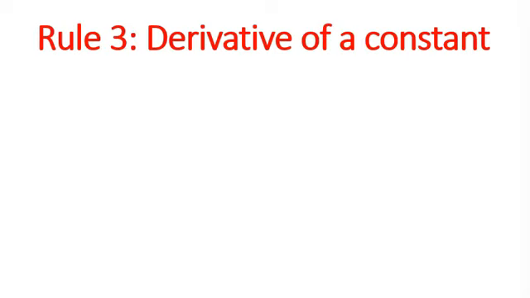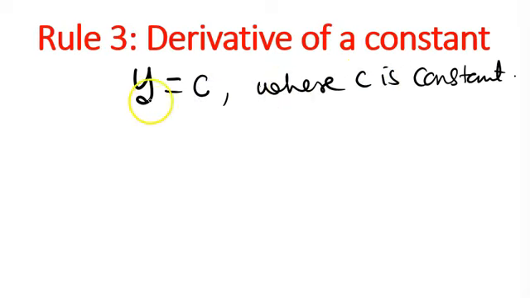Okay, let's look at rule number 3, derivative of a constant. Assuming y is equal to c, where c is a constant, we want to find dy dx. We can rewrite this as y is equal to c x to the power 0. Any number raised to the power 0 is 1, so we have not changed it. We have the same thing.